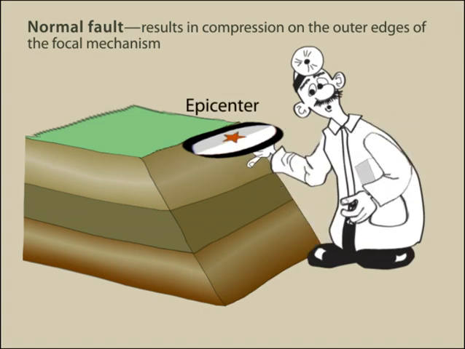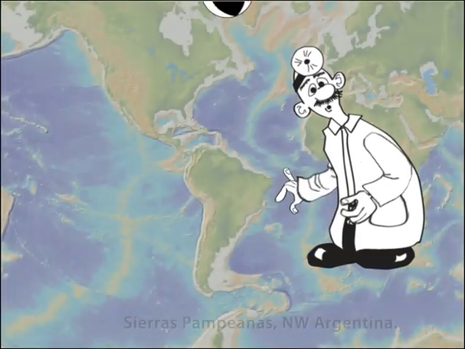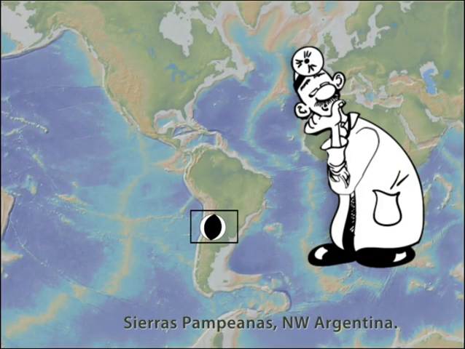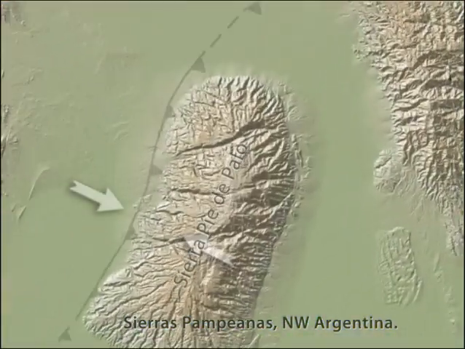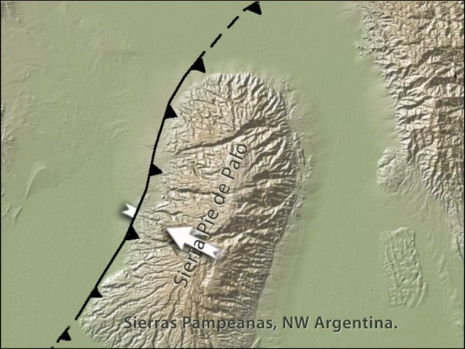Finally, let's consider a thrust fault, like that beneath Sierra Pie de Palo, within Sierras Pampeanas of northwest Argentina. This is a west vergent thrust fault, wherein the block on the east moves up and over the block on the west.